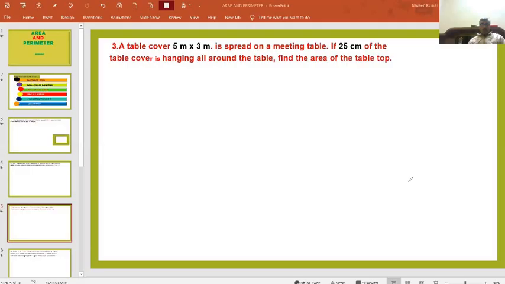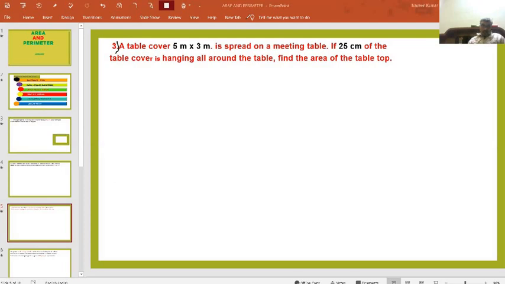Third question. In this question, a table cover of length 5 meters and breadth 3 meters is spread on a meeting table. If 25 centimeters of the table cover is hanging all around the table, find the area of the top of the table. You have to find out the area of the top of the table.